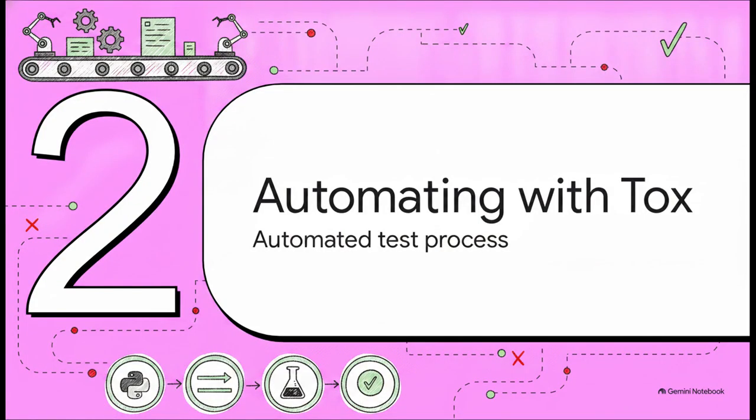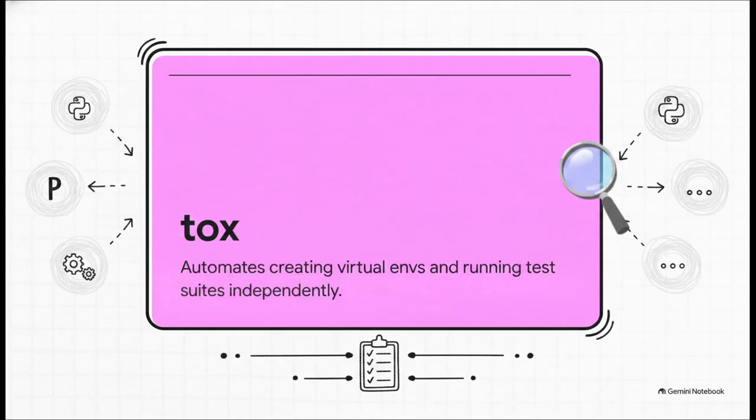Section 2. Automating with Tox. And that blind spot is exactly why Tox exists. It's a tool specifically designed to tackle this exact problem. Basically, it automates the process of creating multiple, completely separate virtual environments, which, if you remember, is a core concept we covered in our second explainer. It configures each one of those environments with a specific Python version and its required dependencies. And then, here's the magic. It runs your entire test suite independently within every single one of them.